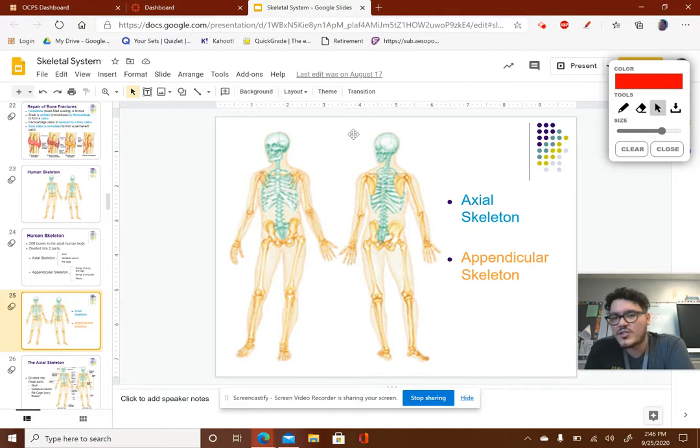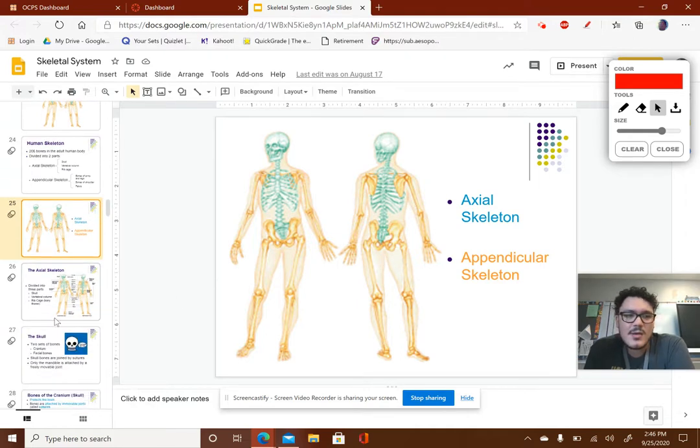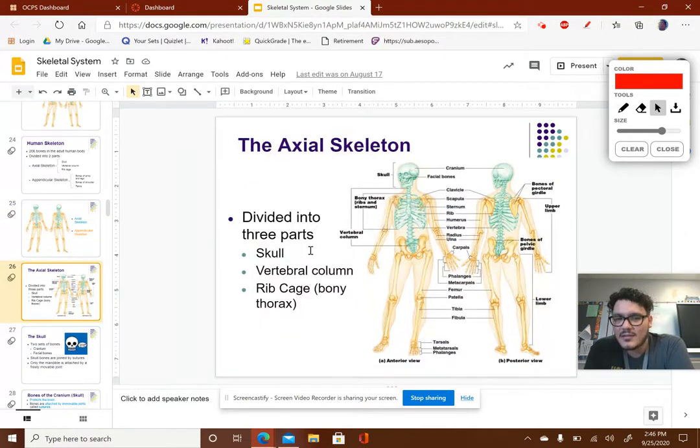This is a great picture, just kind of showing us color coding. In this mint color, that's all the axial skeleton. And then this yellow bone color, that's all the appendicular skeleton. Once again, we'll get into the axial skeleton. It's 3 parts: the skull, vertebral column, and rib cage. I actually really do like this diagram a lot, just because it shows every single bone that we'll need to know for this unit. It may look a little overwhelming now, but don't worry, we'll get there.